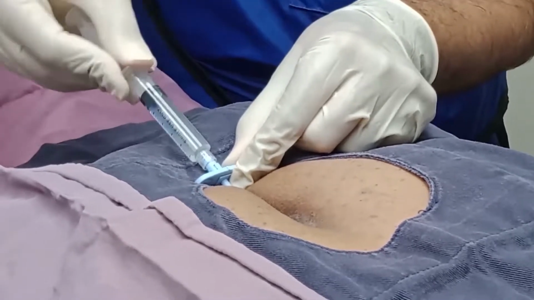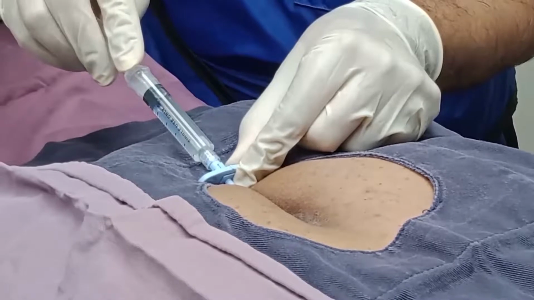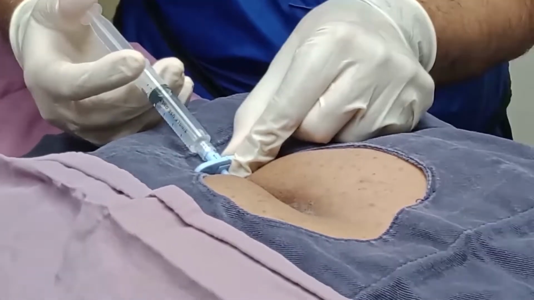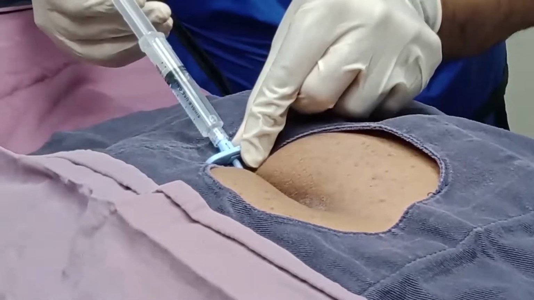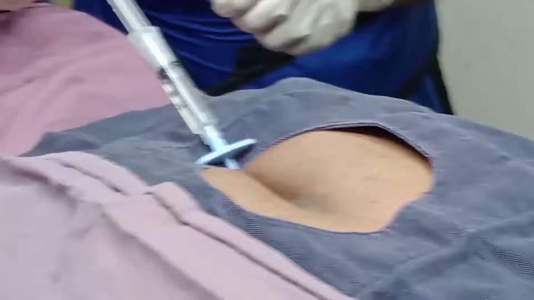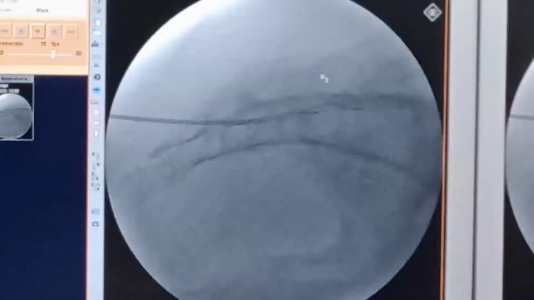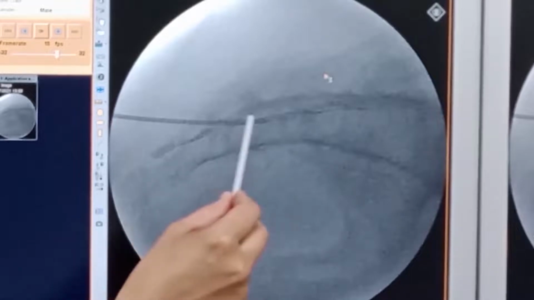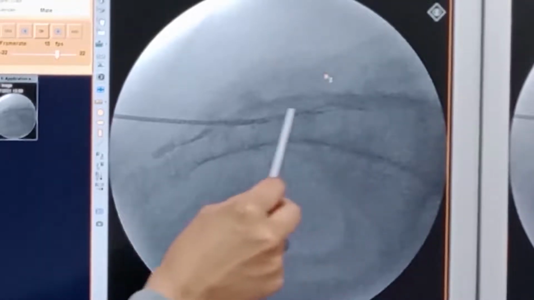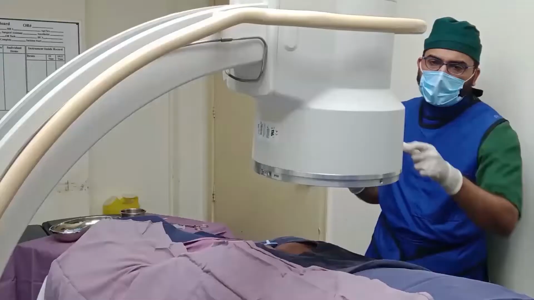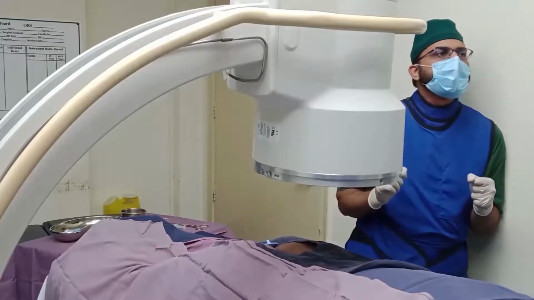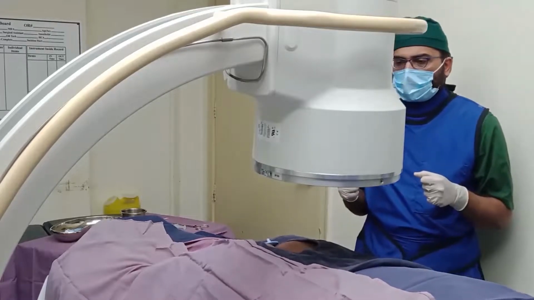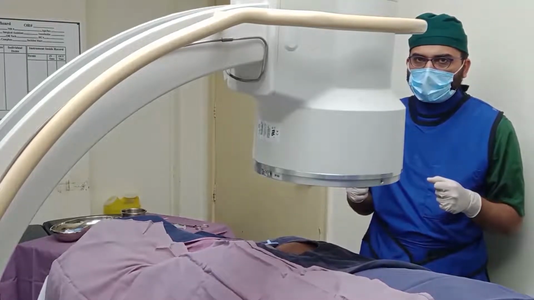To ensure that the needle is in the right space, a contrast is injected up to a volume of 1 ml. In this radiological image, the contrast is coming out and spreading into the caudal space satisfactorily. The AP image is taken as a safety view to ensure that it is below the S3 level, or the inferior part of the SI joint.